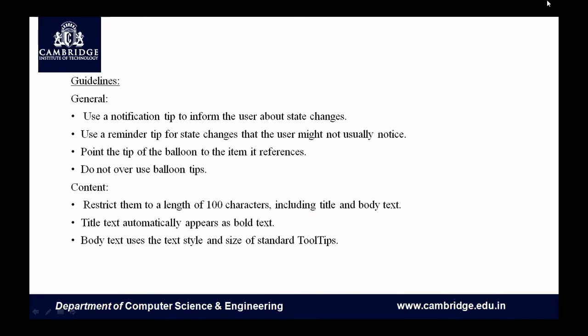The first general guideline is that you have to use a notification tip to inform the user when the state changes, when there is a toggle between states, right? What you have entered is wrong or what you have entered is not wrong. There should be an identification, or you should give a reminder to the user that there is a change. And always make sure the balloon tip points to the item which is referred to. It should be pointing to that particular item only. Don't use too many tips also. If you use more, it will be complicated, and for which referencing you are using which tip will become a problem. So these are the general guidelines you have to follow with respect to balloon tips.